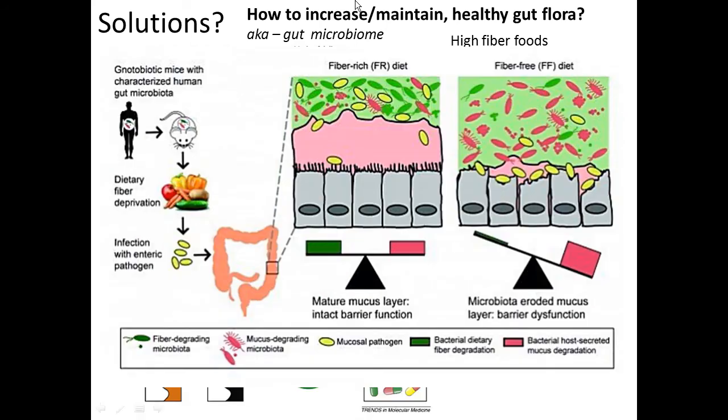Here is some research done by Dr. Meyer at Penn State, I believe. What they did was they took mice that were sterilized in their gut. They gave them typical human gut microbiota that would be in the large intestine. Then in one case, they deprived them of any fiber and then infected them with an enteric pathogen, and they wanted to see what would happen. The mice in the control group that got a fiber-rich diet, their mucous membrane stayed intact, no leaky gut. With the fiber-free diet, the membrane became very leaky and pathogenic bacteria were found.